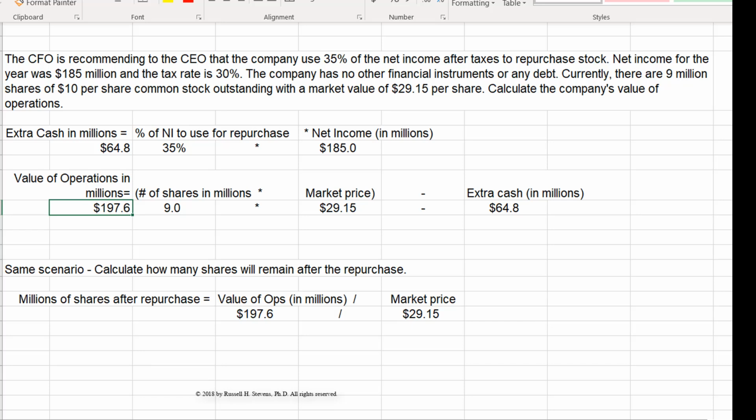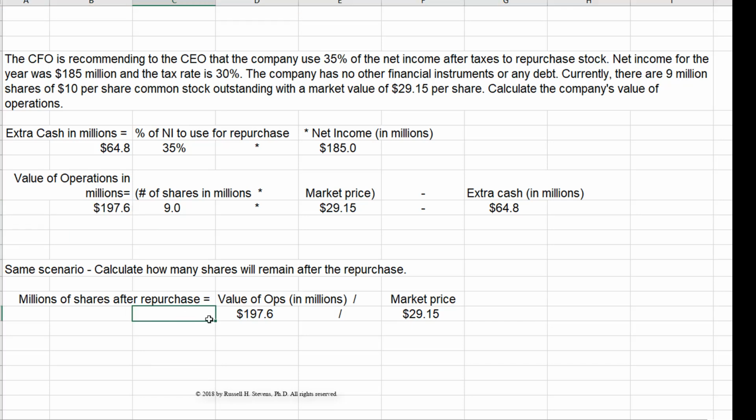As was said above, the second part of this calculation uses numbers from the first part. Those numbers have been automatically filled in using cell references. The formula is very simple. Highlight the workbook cell under millions of shares after repurchase. Type in an equals sign.